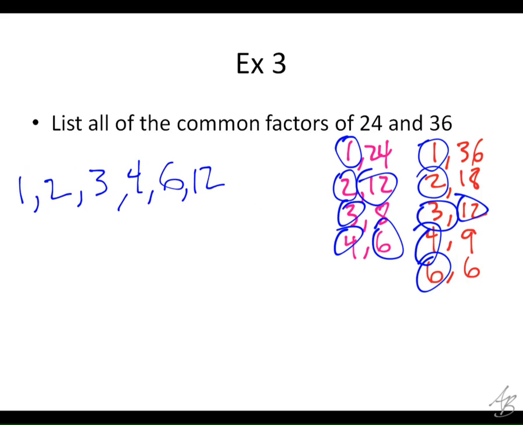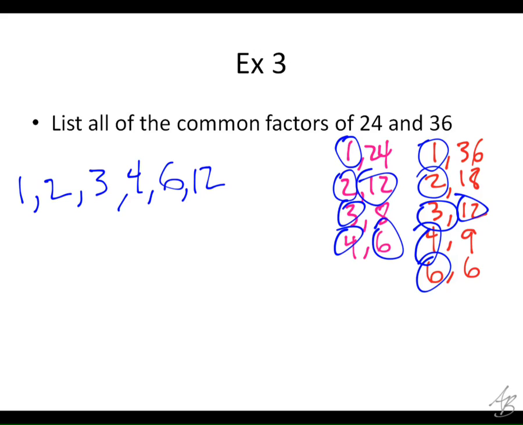So this whole list right here, these are what we call common factors because they're factors of both 24 and 36. You guys know what it means to have something in common, right? Okay. So that's exactly what we're saying here. They have these factors in common.